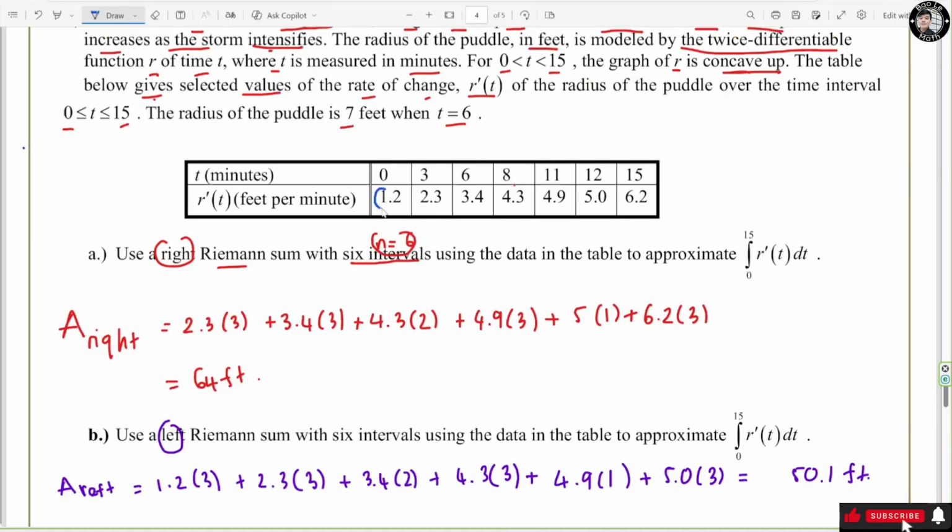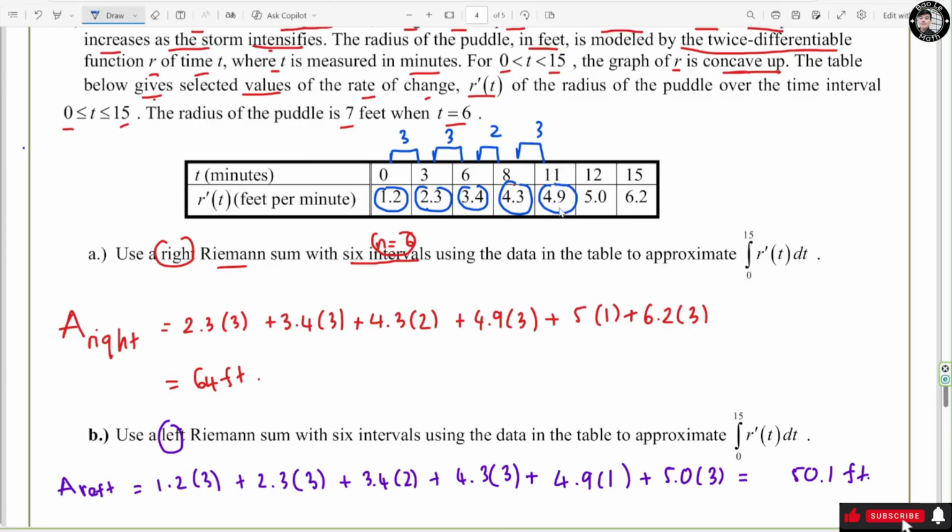Base 1 is 1.2 and base 2 is 2.3, and the height should be 3, right? Base 1 is 2.3 and base 2 is 3.4, and the height should be 3, right? The next trapezoid, base 1 is 3.4 and base 2 is 4.3, the height should be 2. Next one, base 1 is 4.3, base 2 is 4.9, and the height should be 3, right?